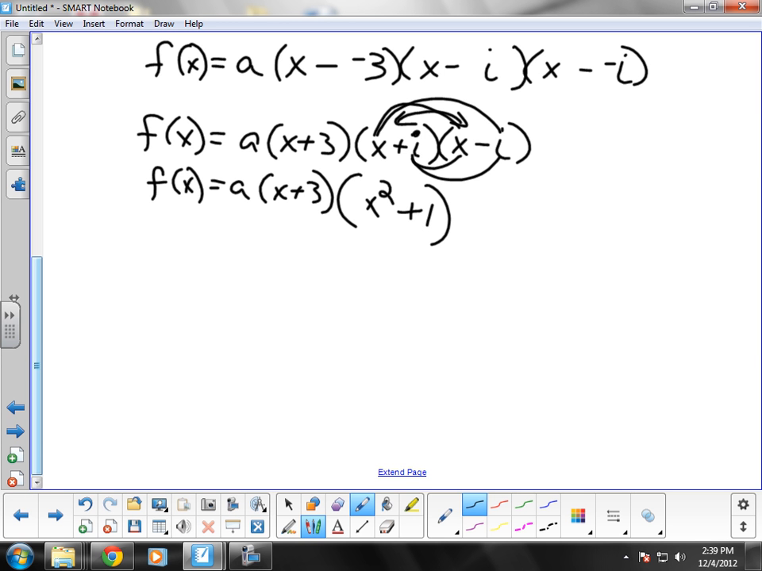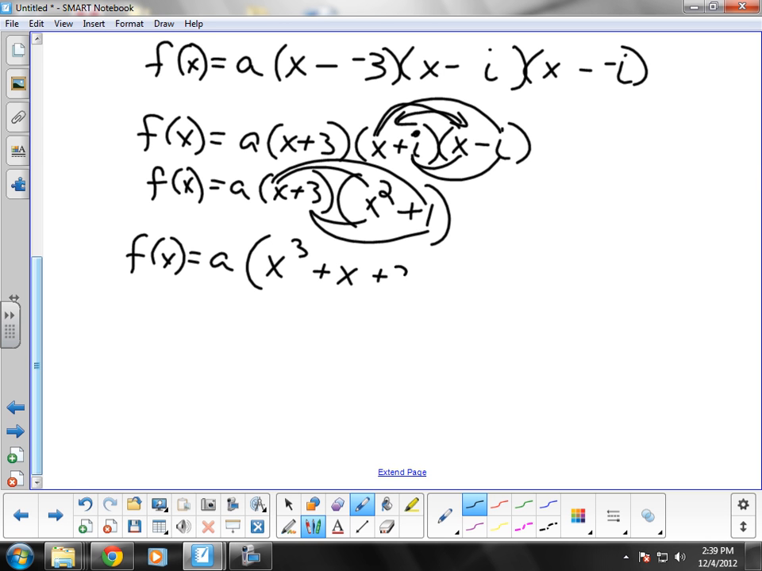All right. Now, we're going to distribute here and multiply all that stuff together. So I've got f of x is equal to a times, I get x to the third plus x plus 3x squared plus 3. Kind of not in descending order there. Wait, I'm not finished with this problem yet because I don't know what a is.